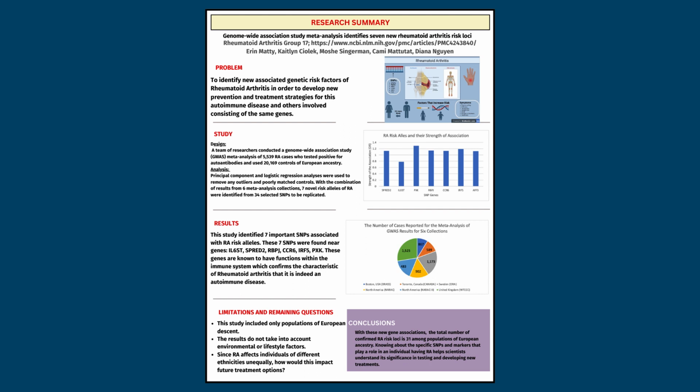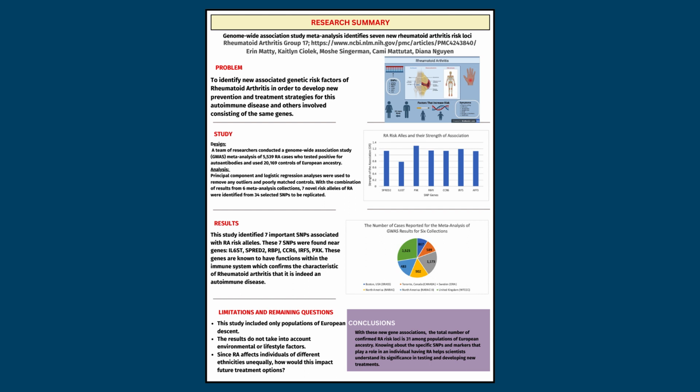The GWAS used logistic regression analyses to remove outliers, and it combined the results of the 6 meta-analysis collections. The results of the study indicated that there are 7 important SNPs associated with the risk alleles. The graph titled RA risk alleles and their strengths of association shows the 7 SNP genes and how well they correlated with the developmental risk of RA.